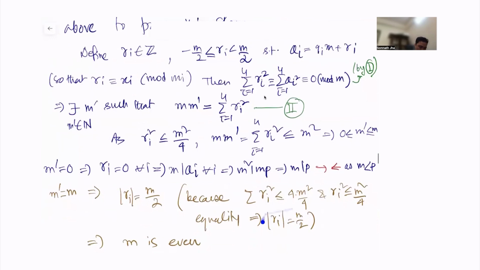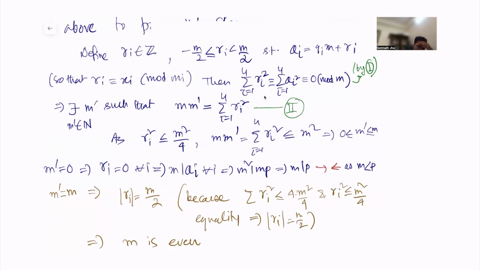So that will mean that because here I'm writing mod Ri equal to m by 2. If this happens, that can only happen if mod Ri is m by 2. That can happen because each of these Ri square is less than m square by 4. So each Ri square is less than m square by 4, so the sum of Ri square is less than m square.